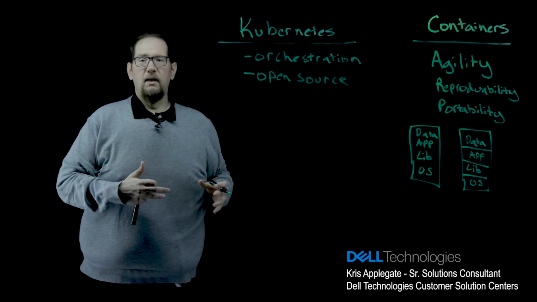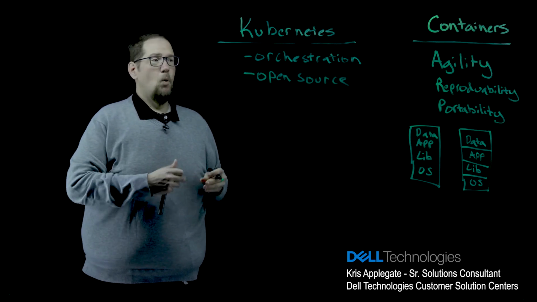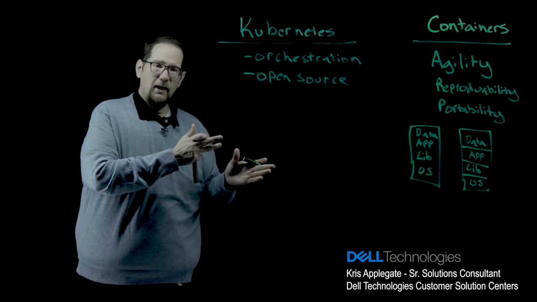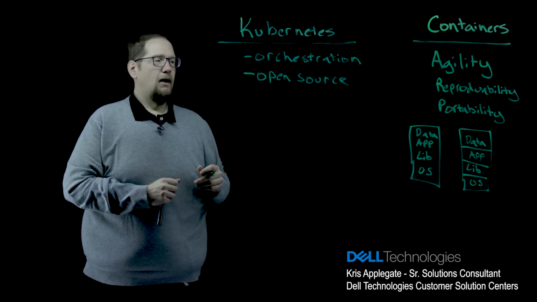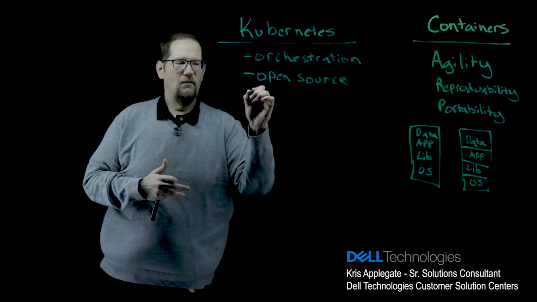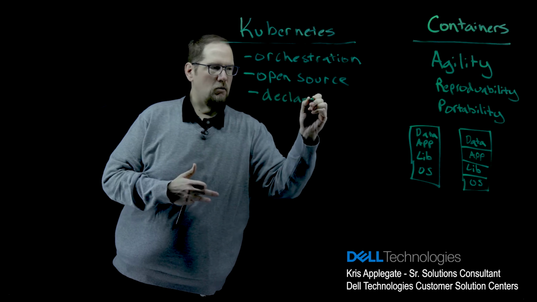meaning that the code is easily auditable. It's developed in the open. If you want to add features or remove features, you can do so. If you want to fork it and maintain it yourself, you're given that level of freedom. And then finally, the last advantage of Kubernetes that we like to talk about is the fact that it's declarative in nature.